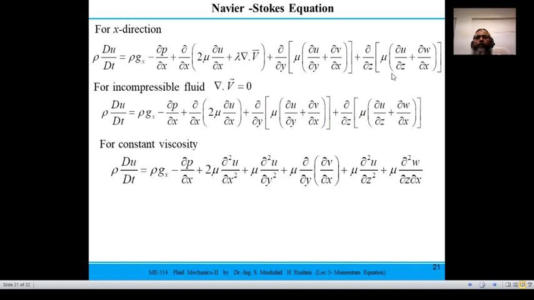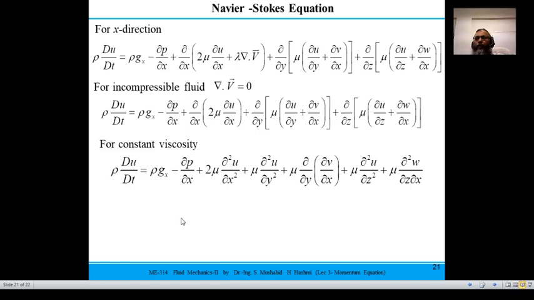Now we can take a further assumption of constant viscosity. So here, as you see, 2 mu times ∂u/∂x. Both terms, 2 is a constant, but mu and ∂u/∂x is changing with x. So if we assume constant viscosity, we can take mu out of that derivative. So it would be ∂²u over ∂x². Similarly, this mu can be taken out of this, it would be ∂²u over ∂y². And similarly, mu is taken out of the derivative in each term.